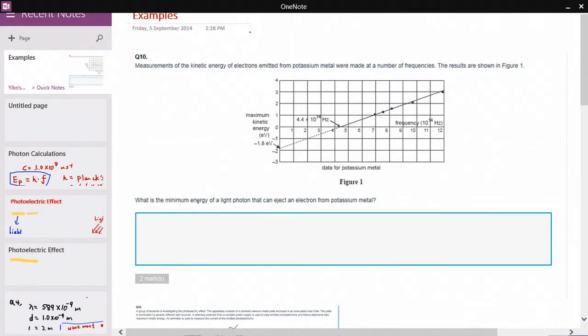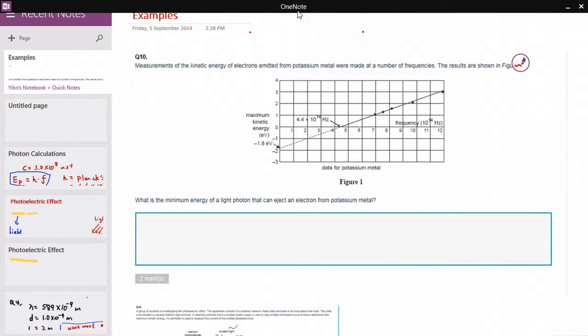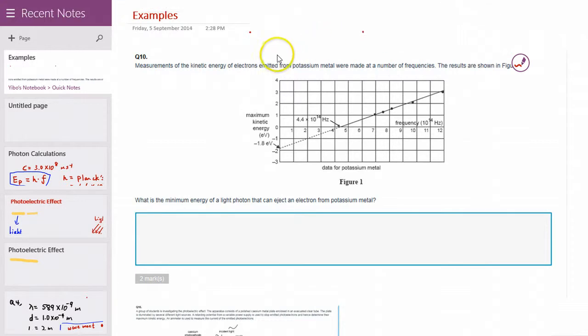Okay, now let's do some examples. For this question, we have a graph. The graph indicates the maximum kinetic energy of a particle. That's the kinetic energy of the electrons when they escape, after being struck by photons. And on the horizontal axis, we have frequencies.